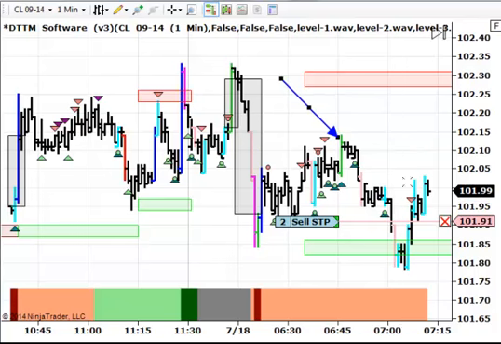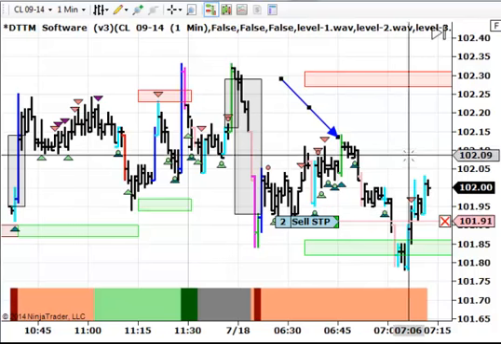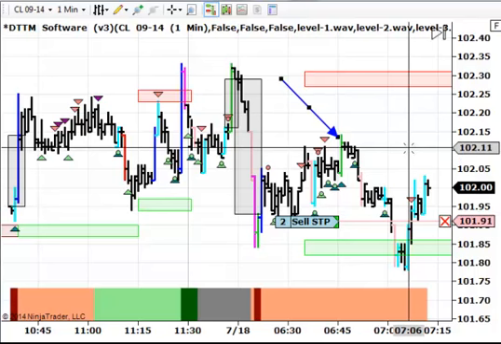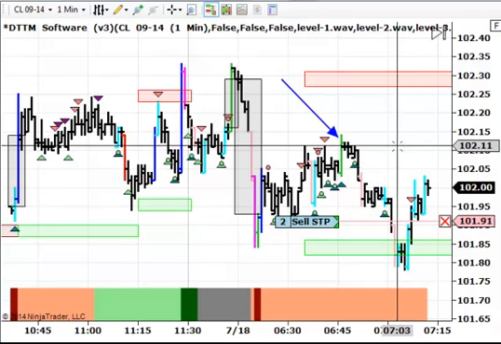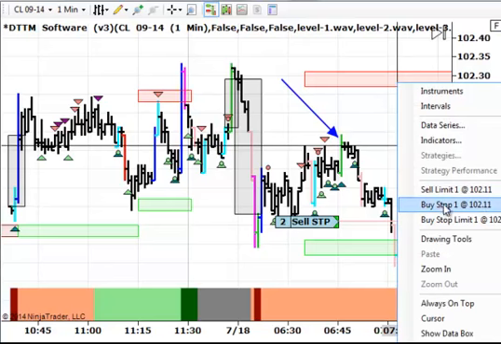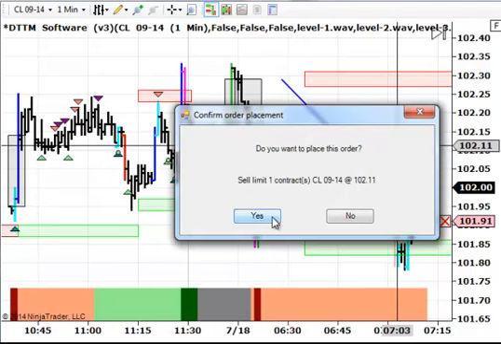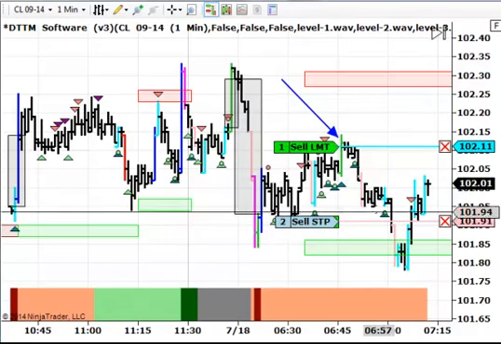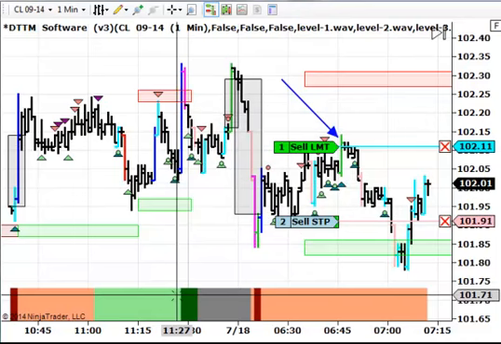So I'm going to come in and put my sell limit in there at 102.11 to sell 1 contract, because we only have the 2 contracts left, and that will give us a 20 tick profit on that. So I've got the stop in, and I've got the objective in there, and we'll go ahead and pause the video here and pick it up as the market dictates.